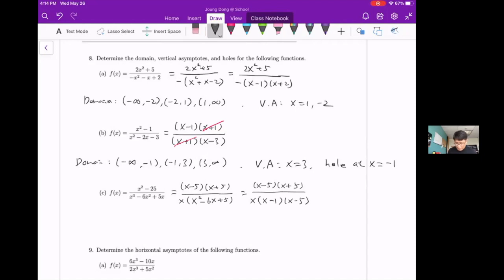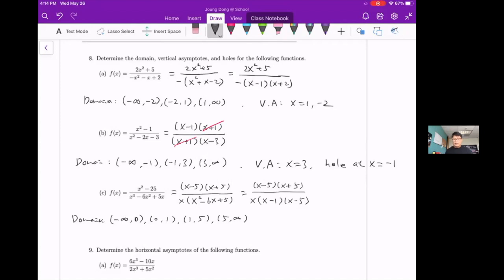So we can easily find the domain. x cannot be equal to 0, 1, and 5. So the domain is minus infinity to 0, 0 to 1, 1 to 5, and 5 to infinity. This is the interval notation domain.